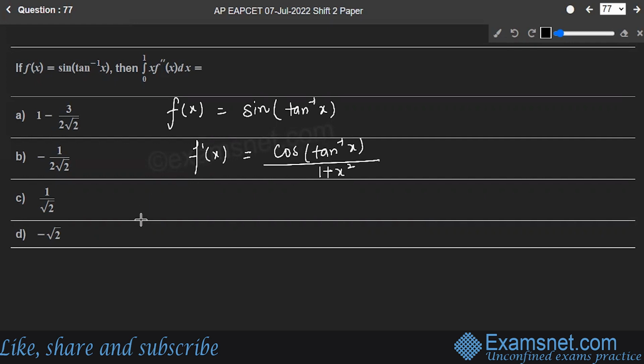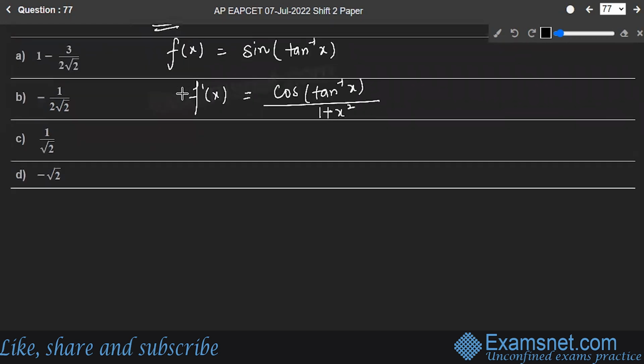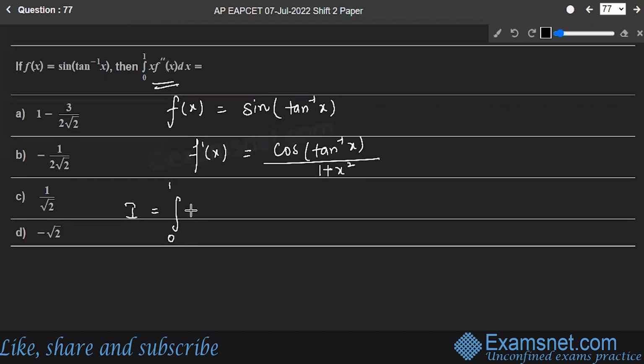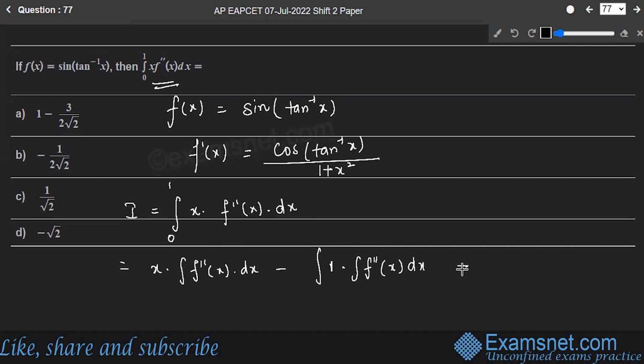So let's move forward. If I'm finding out this, so this can be written as integral from 0 to 1 of x times the second derivative of this. So this is given by first function into integral of second, minus integral of derivative of first into integral of second, where the first function is x and the second is the second derivative, right?